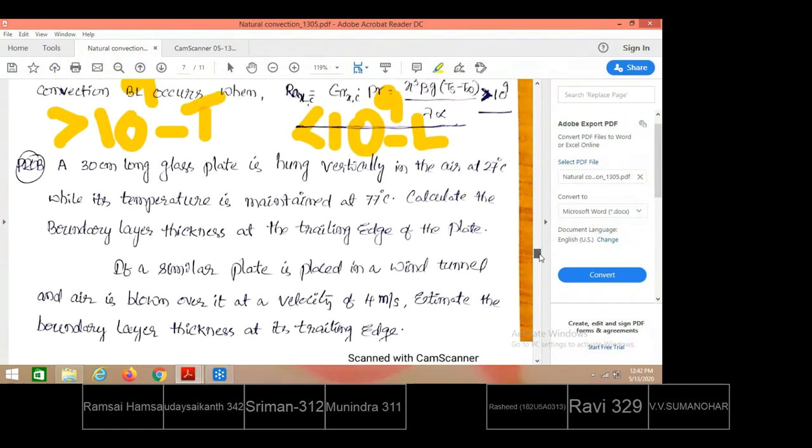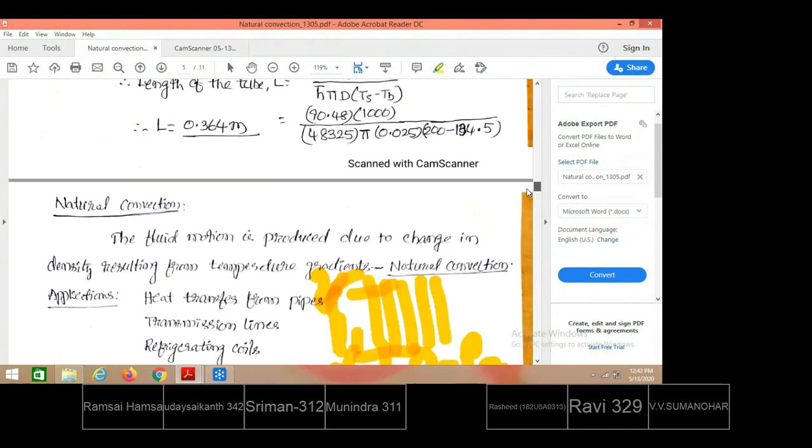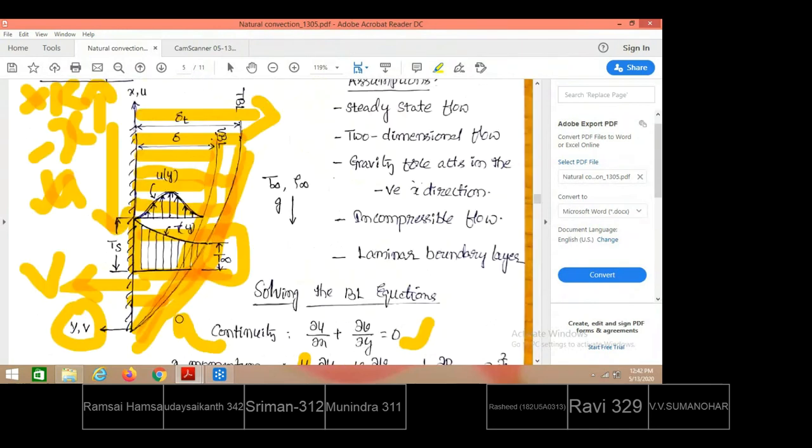So there are the leading edge and the trailing edge. The leading edge is the location where the fluid starts to enter, and at the top of the plate is where it is leaving from the plate surface.